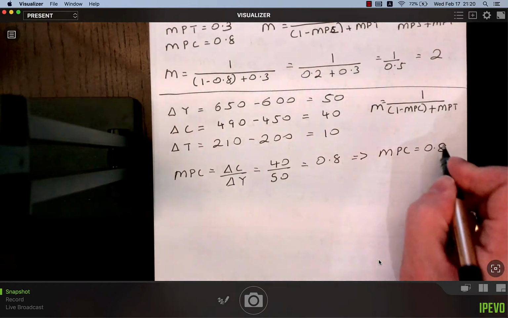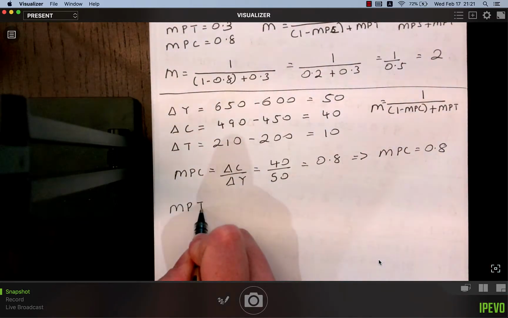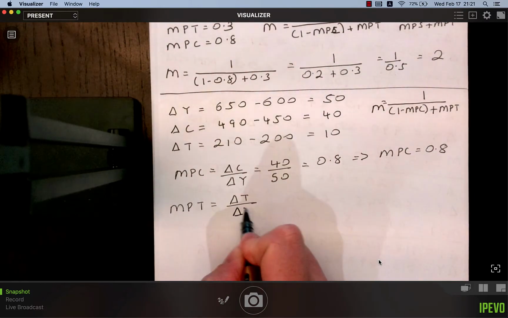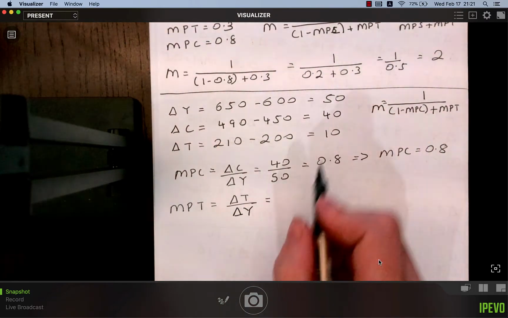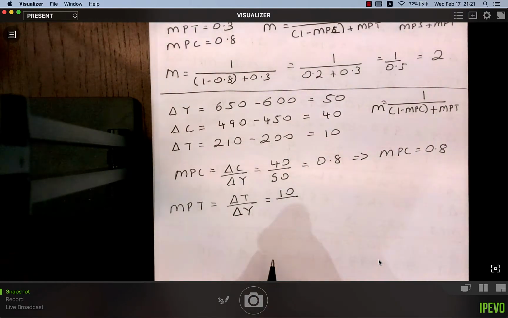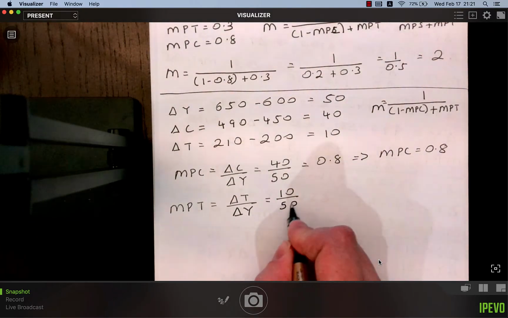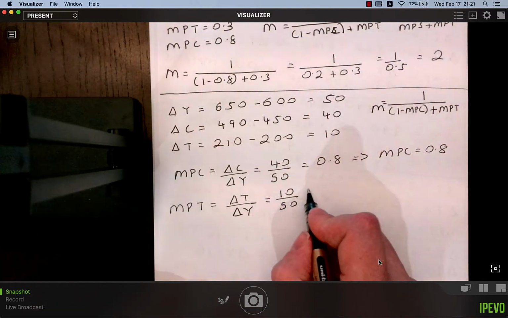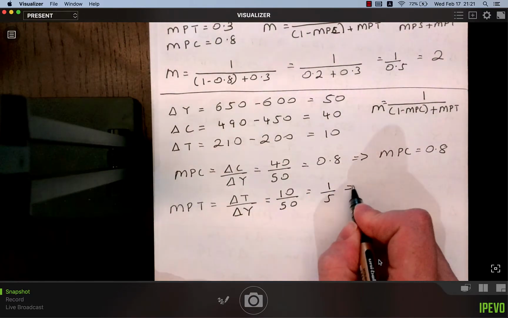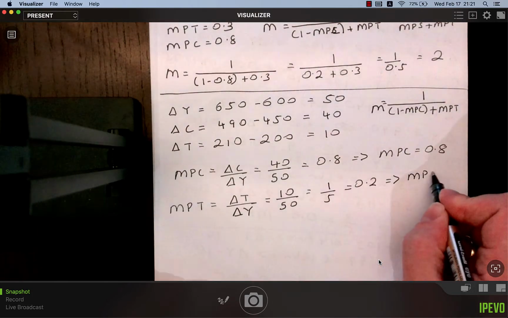Now the MPT equals the change in taxes over the change in income. The change in taxes was 10, so I'm going to write down 10 on the top line, and the change in income was 50, so I'm going to write down 50 on the bottom line. Now, what that equals is 1 over 5, which I think is 0.2. So the MPT equals 0.2.